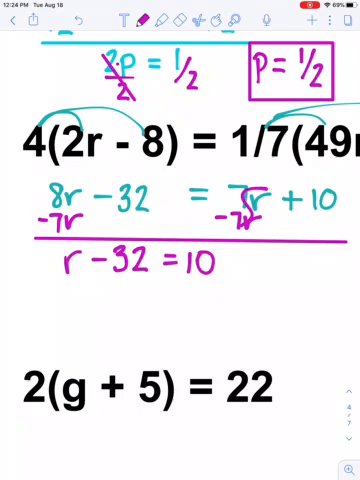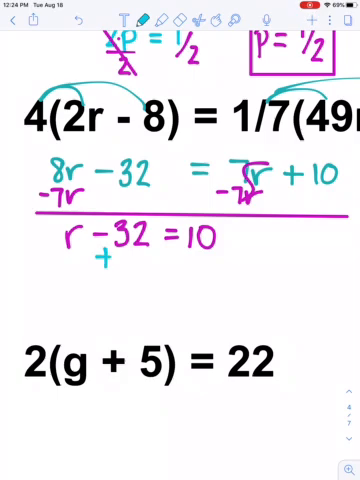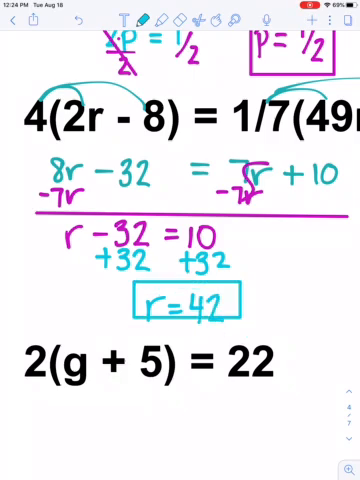And what you're going to do from here is add the 32 over to get the r by itself. So r is 42.